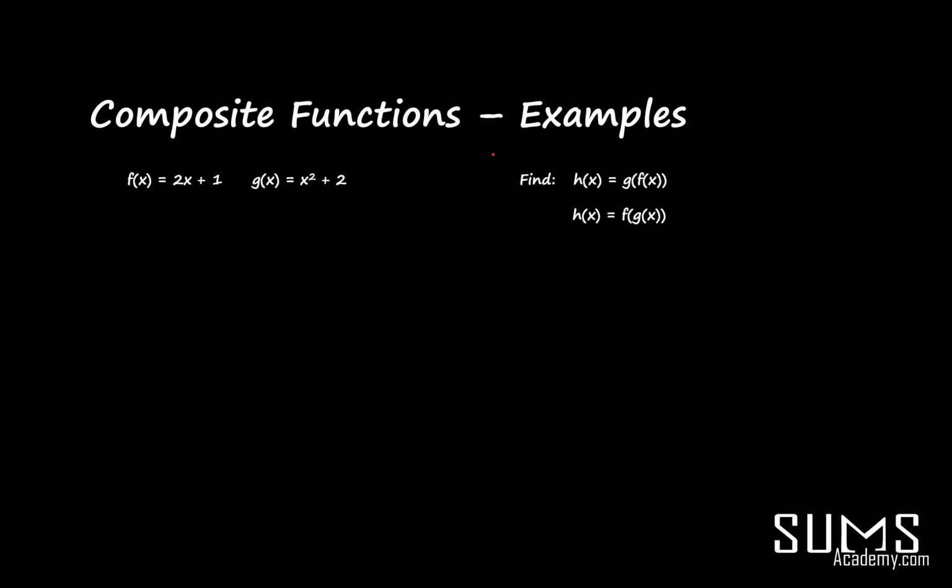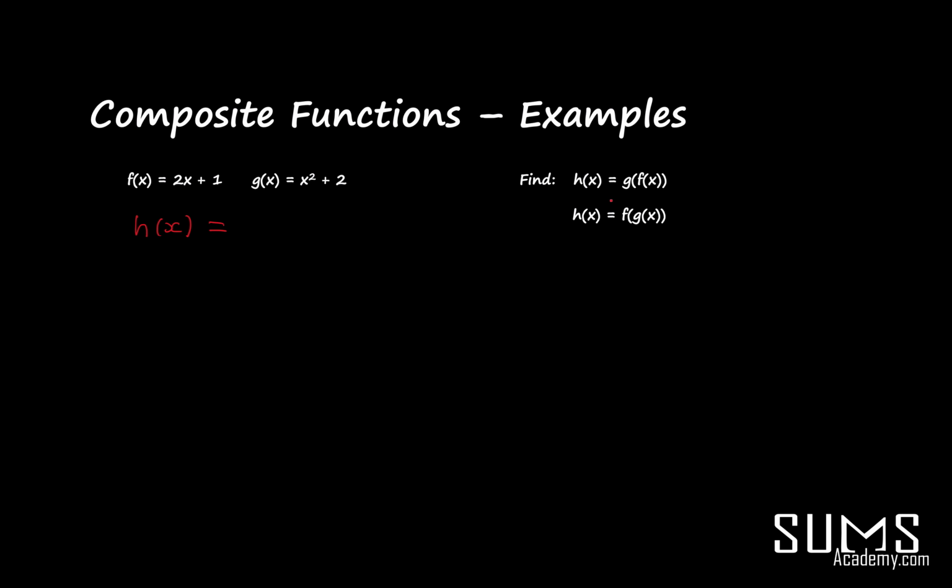So now I'm going to show you some examples of composite functions. We've got two functions here: f of x, which is equal to 2x plus 1, and g of x, which is equal to x squared plus 2. Over here it says find h of x, which is equal to g of f of x. Okay, so we want to find h of x. So how are we going to think about this?